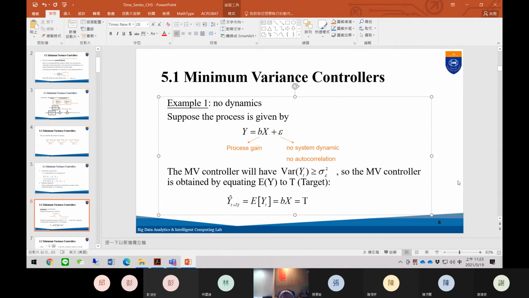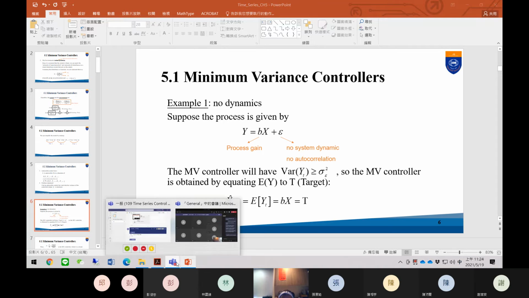Then the minimum variance control has got to be greater than. So take the expected value of Y equal to the expected value of this. The minimum variance to be achieved has got to be the variance of the epsilon. So the variance of Y_t has got to be greater than or equal to sigma epsilon squared. So minimum variance control is obtained by equating the expected value of Y to the target. Since the variance has been determined, we cannot do anything about that. So you need to only focus on the deviation from target.